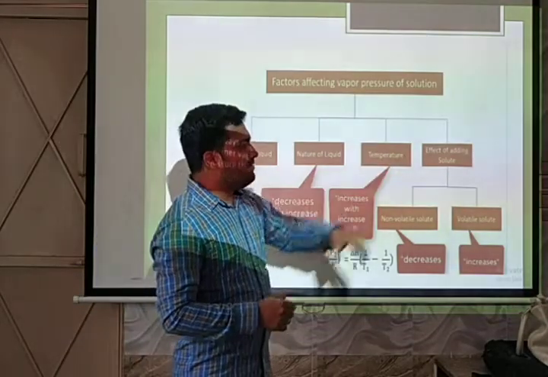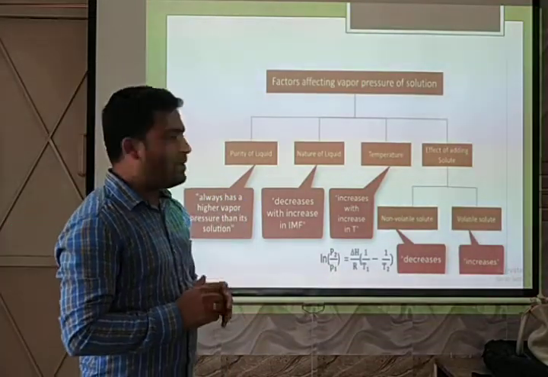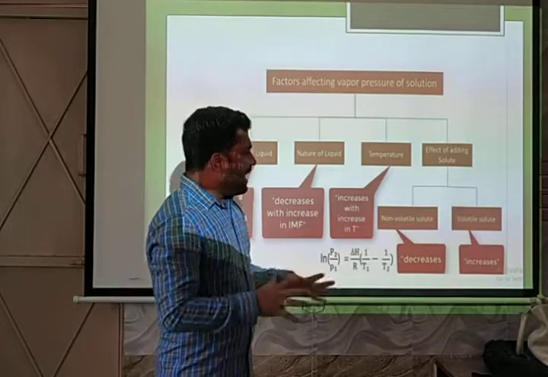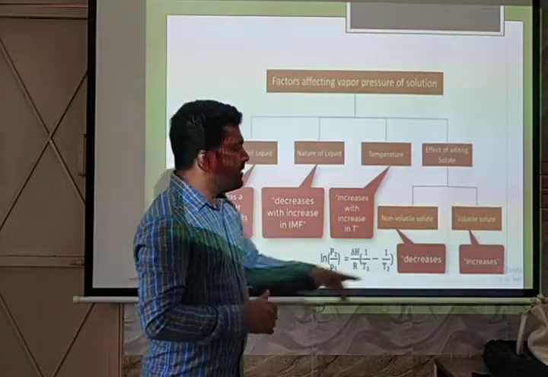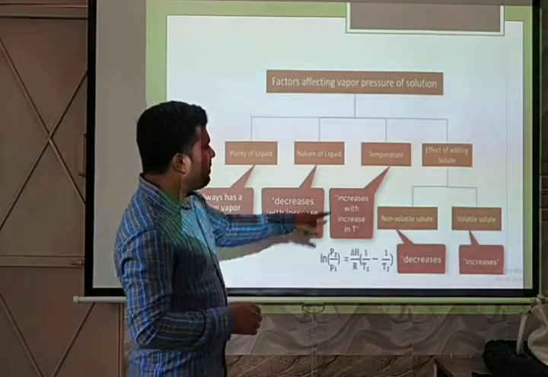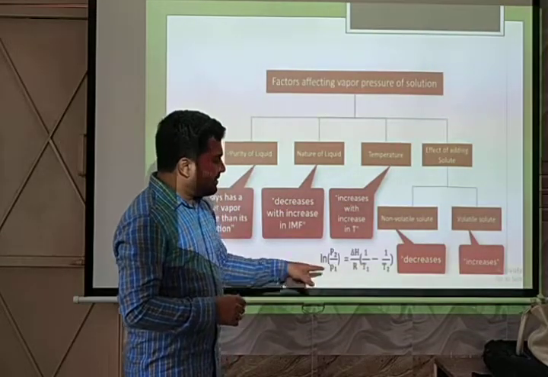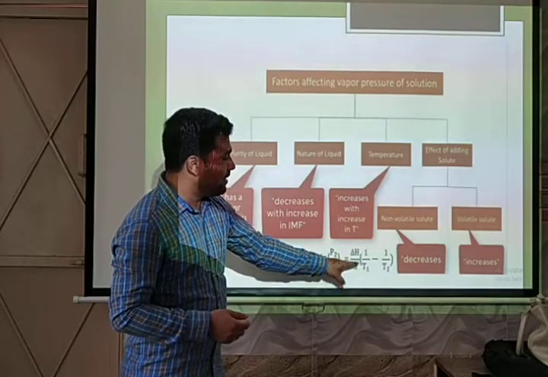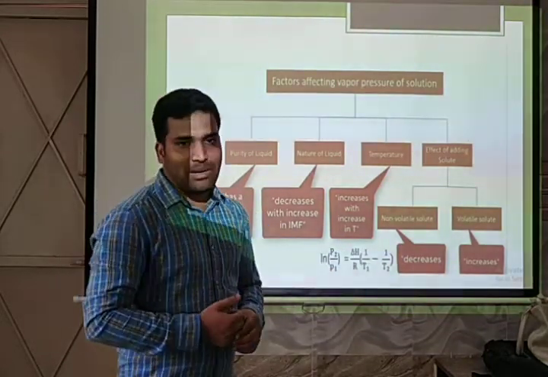Next, effect of adding a solute. As you know, in solutes we have two types. One is volatile and one more is non-volatile. So if you add a non-volatile solute, then the vapor pressure decreases. When you add a volatile solute, then the vapor pressure increases. If you want a relation between vapor pressure and temperature, we have an equation. This equation is ln P2 by P1 is equal to delta H divided by R into (1 by T1 minus 1 by T2). It is called the Clausius-Clapeyron equation.